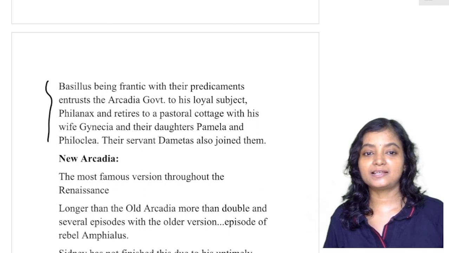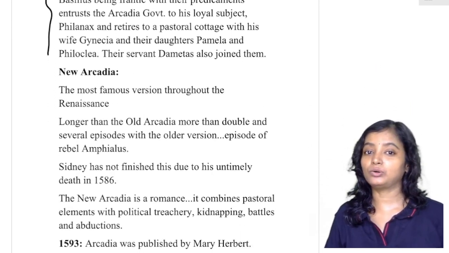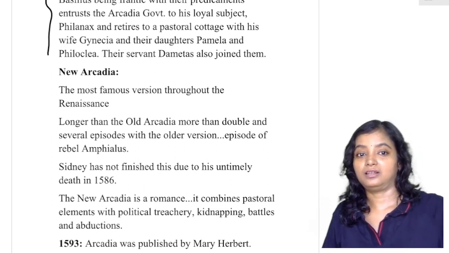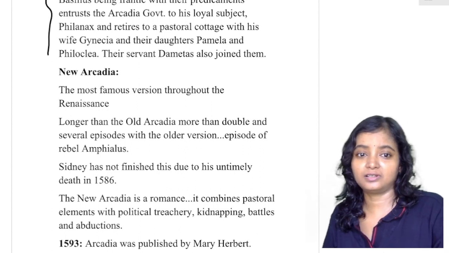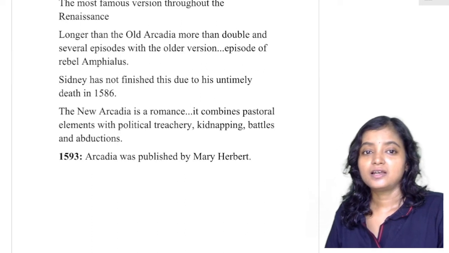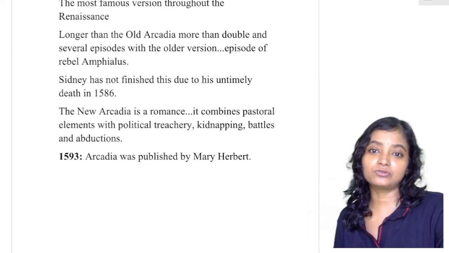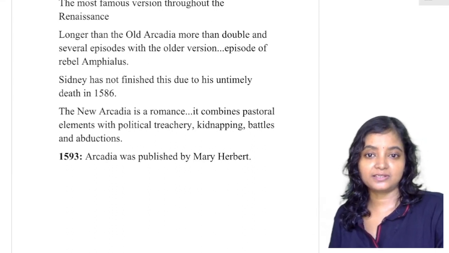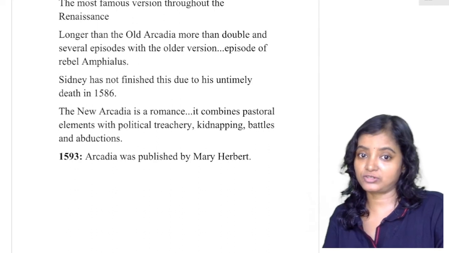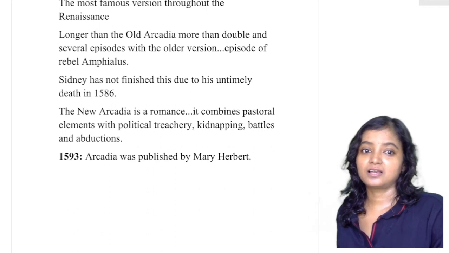And New Arcadia is the most famous version throughout the Renaissance. It is more than double the length of Old Arcadia, and several episodes from the older version, such as episodes of revelry, were not missing. And he infused various other things. Sidney did not finish this due to his untimely death in 1586. The New Arcadia is a romance. It combines pastoral elements with political treachery, kidnapping, battles, abduction.